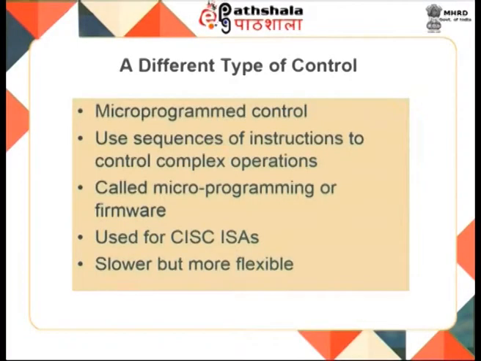Now, instead of going in for this type of control, processors also look at a different type of control called the microprogram control. This microprogram control uses a sequence of instructions to control complex operations. It is called microprogramming or firmware. It is normally used for complex instruction set computers or CISC ISAs rather than RISC ISAs. Normally RISC ISAs make use of the hardwired control, and CISC ISAs make use of the microprogram control. Microprogram control is slower, but it is more flexible compared to hardwired control.